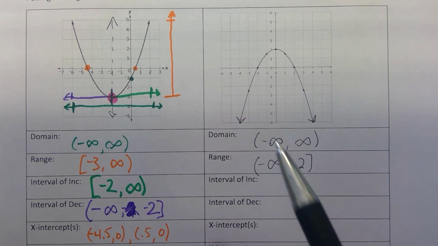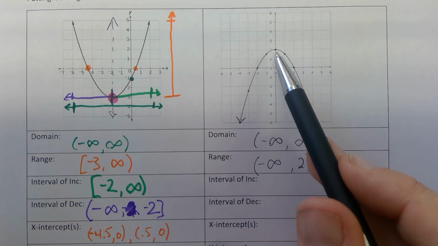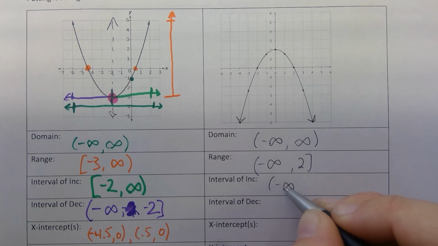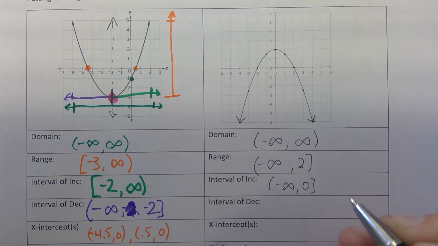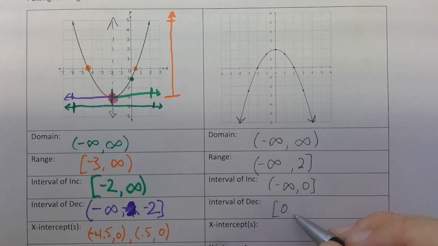Our interval of increase, we're going up the graph, up, up, up, up, up. We stop going up when x is 0. So it's going to be negative infinity, 0. Interval of decrease then starts at 0 and goes down, down, down as far as we can. So to positive infinity.